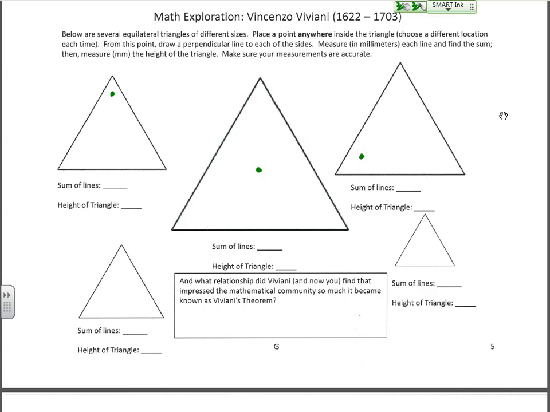It says from this point, draw a perpendicular line to each of the sides. Remember, perpendicular means that it would intersect at a 90 degree angle. So I'll use the big triangle here. From this point, we are drawing a perpendicular line to each side. So straight down. This one's going to be kind of like that, right? You want to create that 90 degree angle there. And this one's going to be like that. Again, create that 90 degree angle.